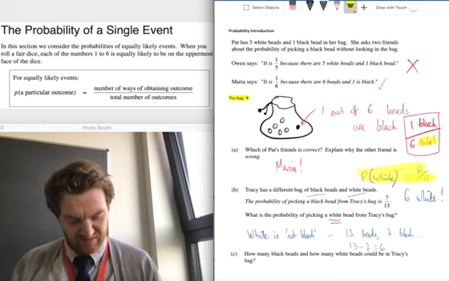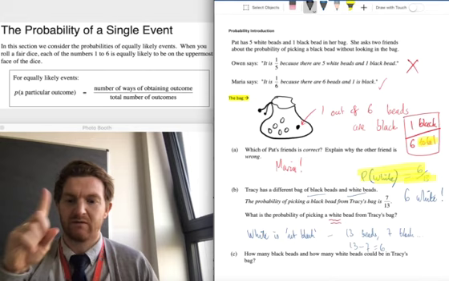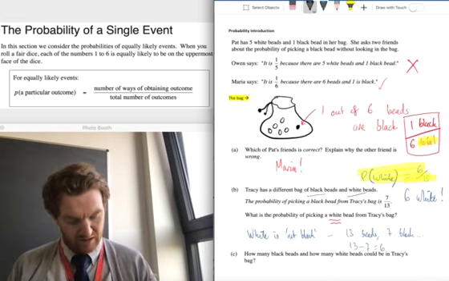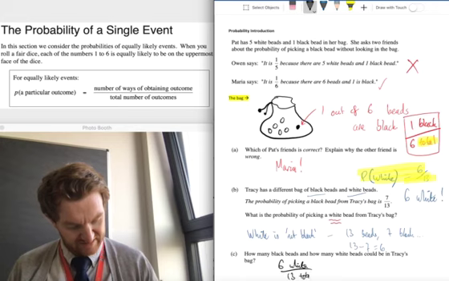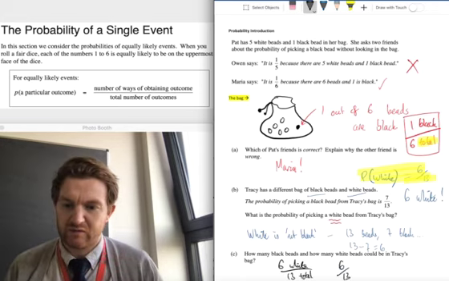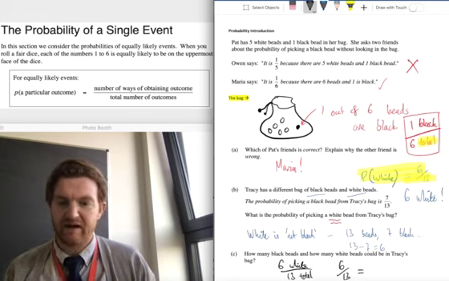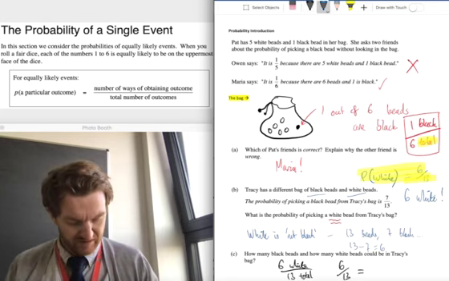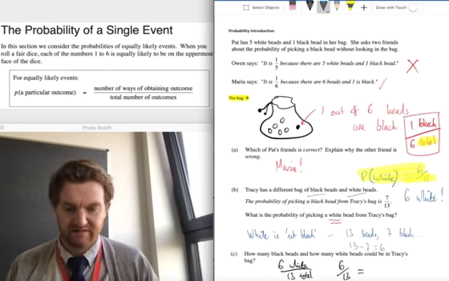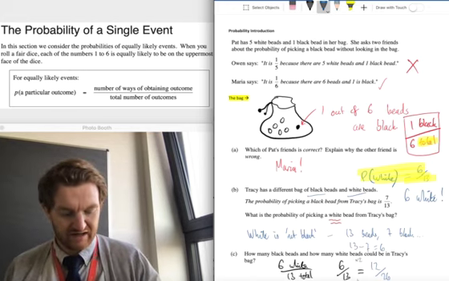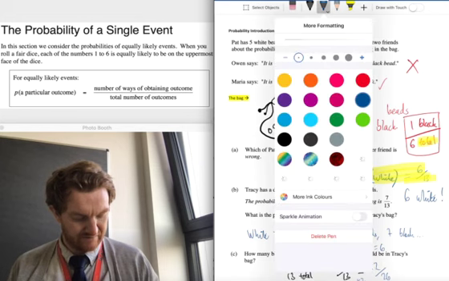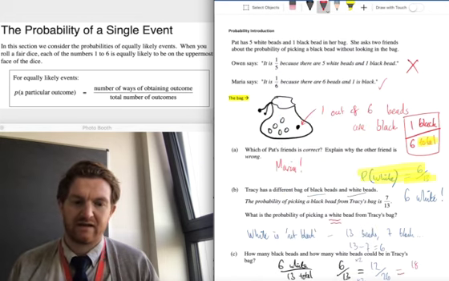Finally, it says how many black beads and how many white beads could be in Tracy's bag. This is where we have to use a little bit of fraction knowledge. We know we have 6 white out of 13 total. So we can obviously have 6 and 13. But from our fractions, we should know that what we could do is double the 6 and double the 13. I would get 12 out of 26. Those fractions are the same amount because I've done times 2 and times 2. We could also times by 3 and have 18 out of 39, and so on and so on.